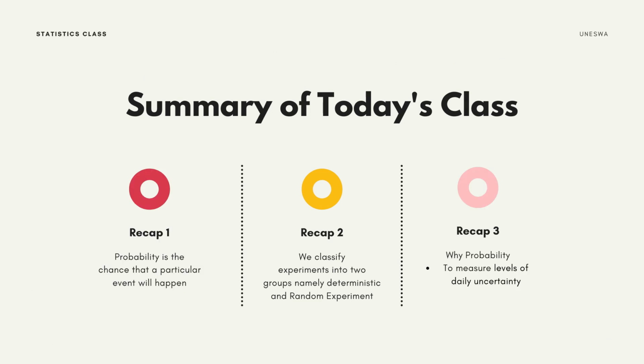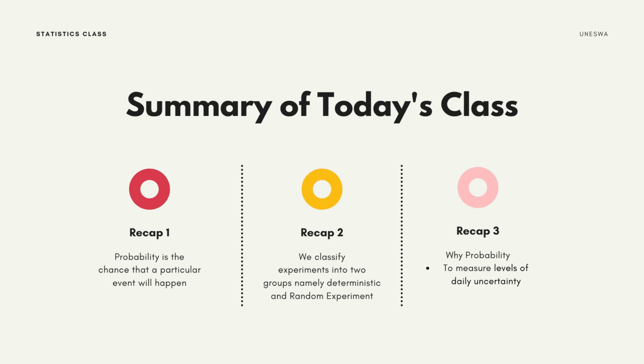So now let's take a walk down memory lane as to what we did and covered today. Please do take note of the first thing. What is probability? You need to know the definition of it. And then we did speak about experiments. Experiments, we say they're classified into two groups. That is the deterministic and the random experiment. What are the differences between the two? And then lastly, you also need to recap on why we are doing probability?